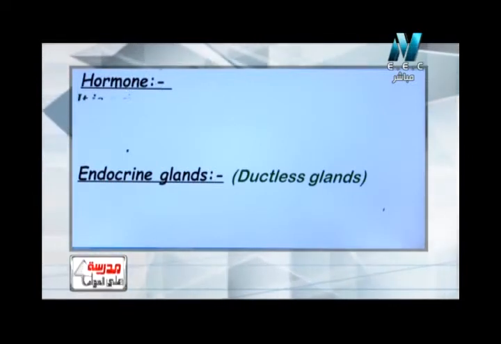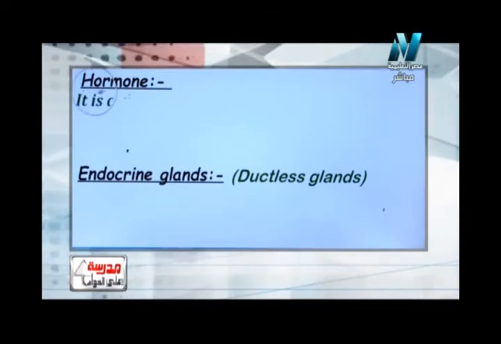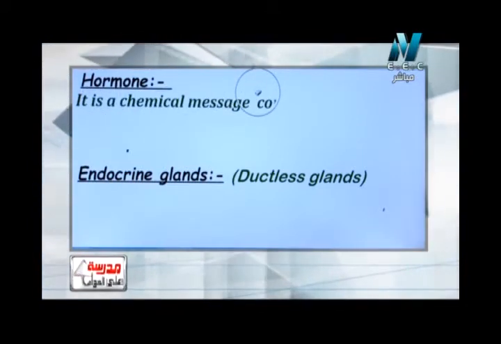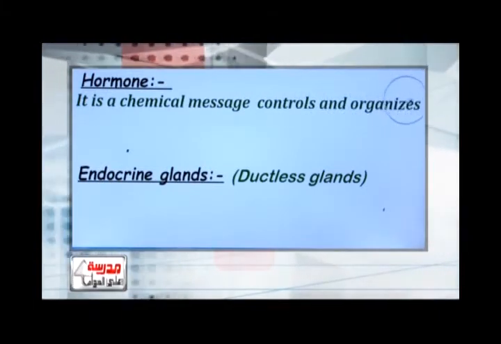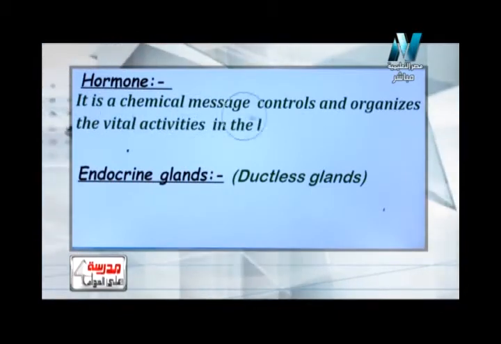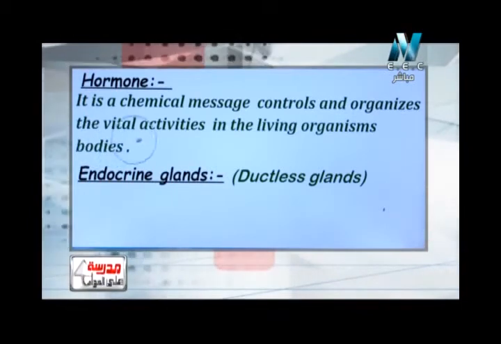يعني ايه هرمون اصلا؟ كلمة هرمون. Hormone is a chemical message. Is a chemical message. Control and organize the what? The vital activities in the living organisms. طبعا in the living organisms bodies.